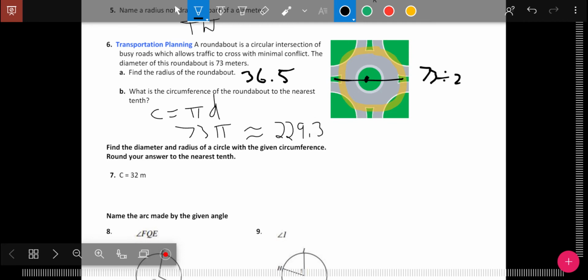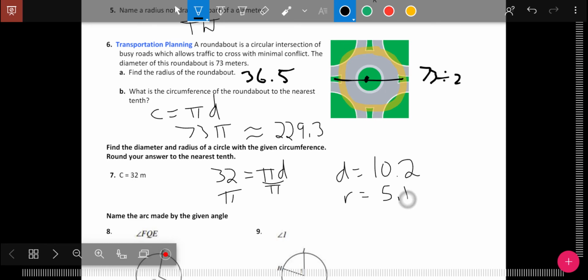I can do the same thing here. C equals pi d, except I already know C is 32 pi. So now I divide by pi on both sides. And so 32 divided by pi, and I get the diameter is 10.18, and it's to the tenth, so 10.2. And the radius is half of that, so 5.1.